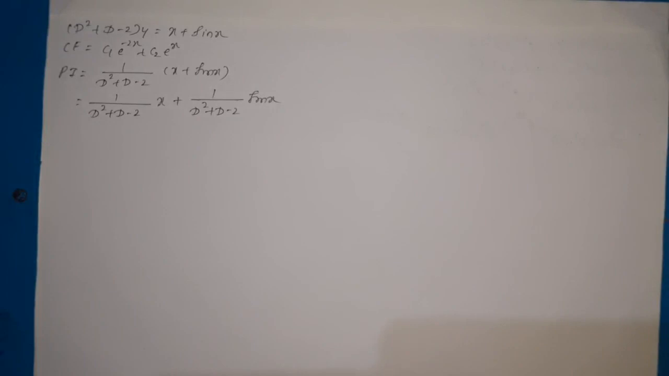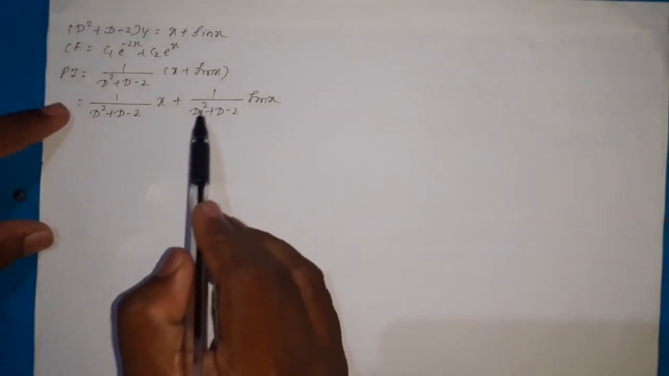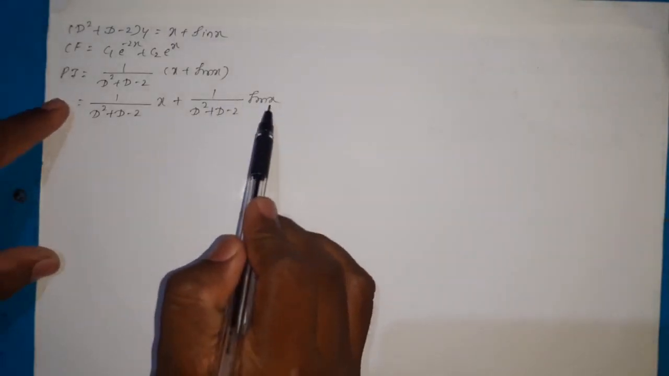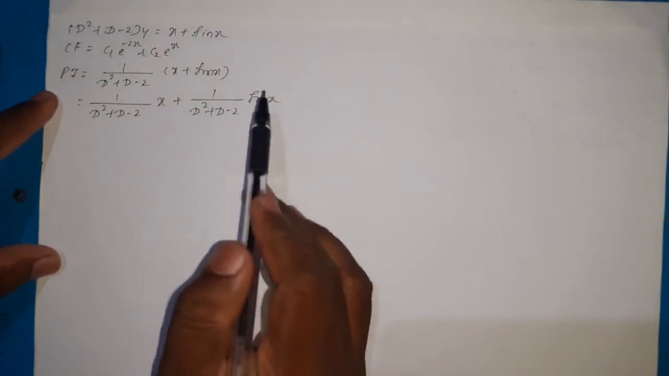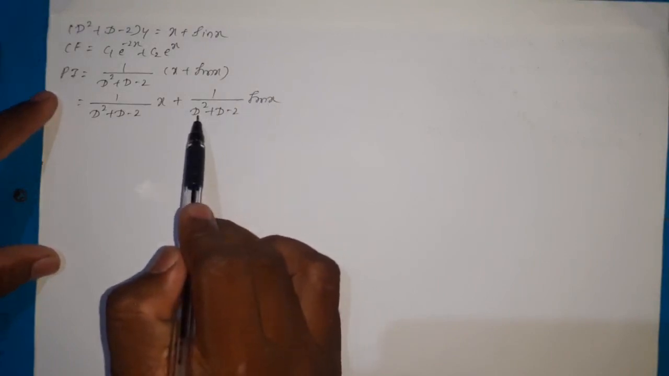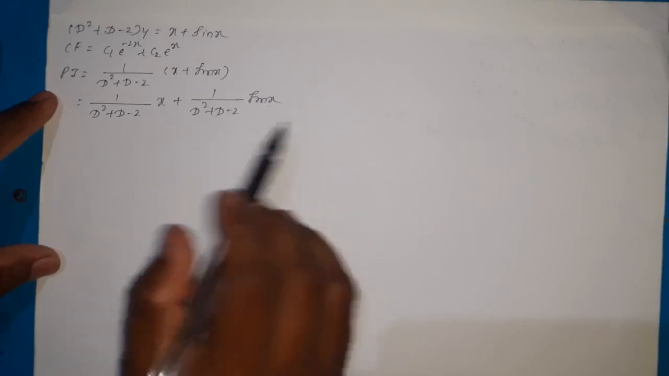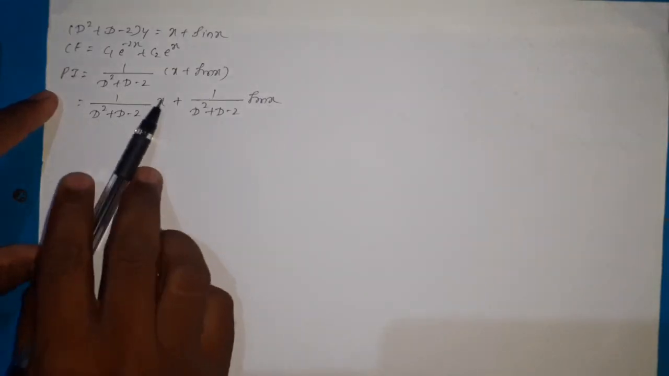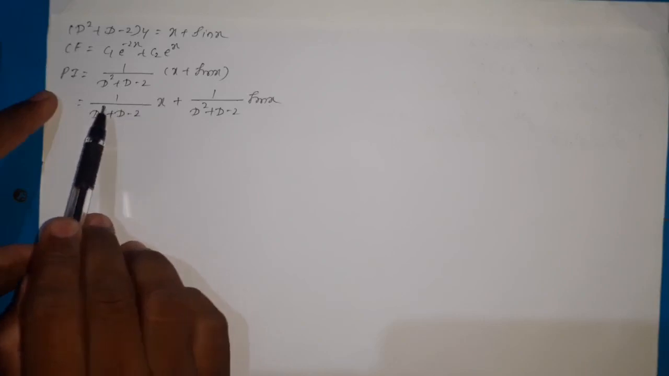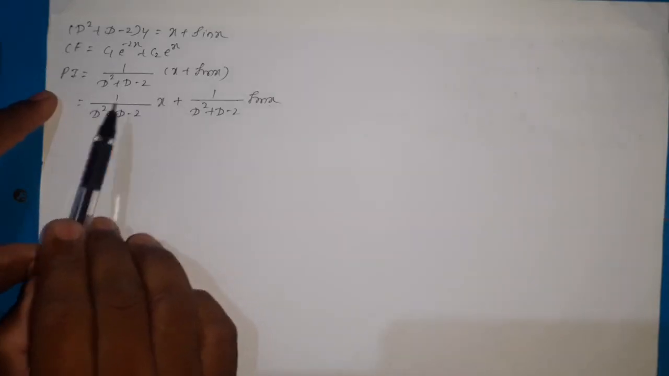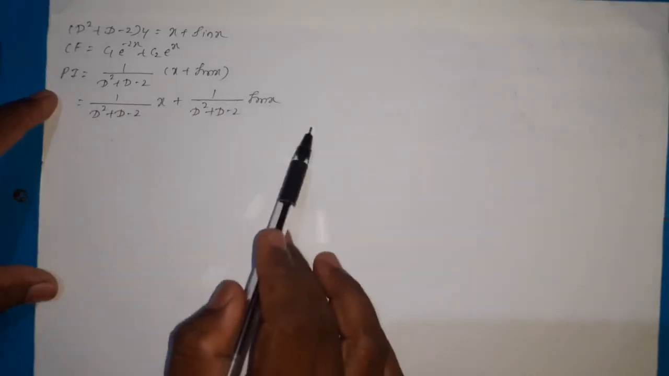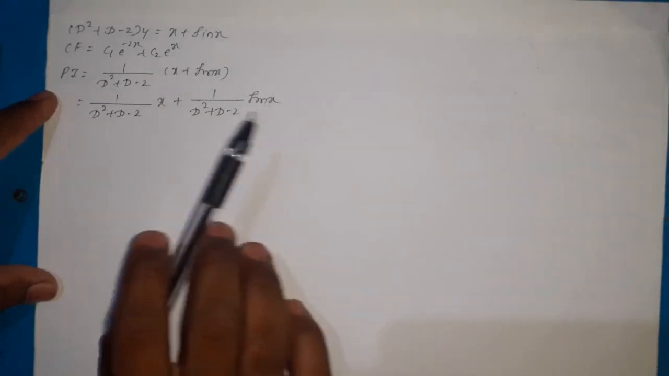So in this example I am solving only half of the particular integral and half will be for you. So this 1 divided by D square plus D minus 2 of sin x is for you, meaning here D square is equal to minus 1, that part you will do, but here x is there, so therefore I am solving only the first half of the particular integral and the second half is for your work.